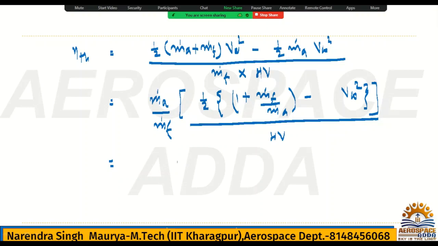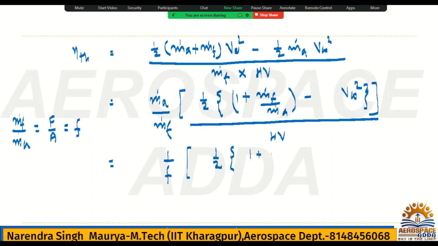This value is nothing but m dot f by m dot a, the fuel-air ratio, which is small f. So what is m dot a by m dot f? We know that m dot f divided by m dot a is called the fuel to air ratio, so m dot a by m dot f is just the opposite, 1 upon small f, into this bracket, which is nothing but 1 by 2.